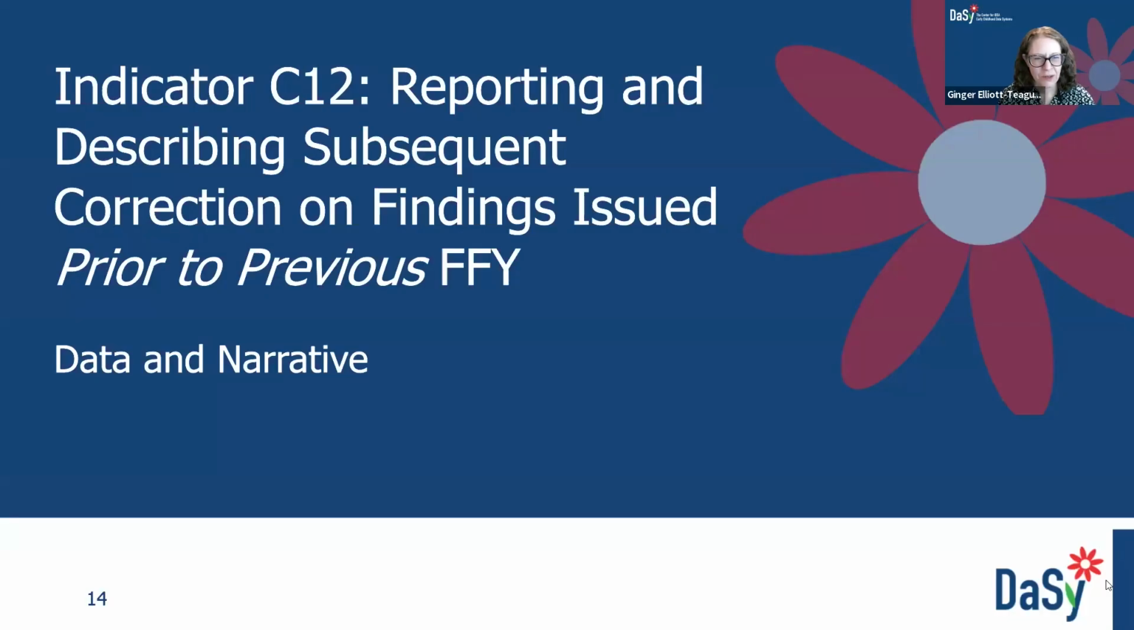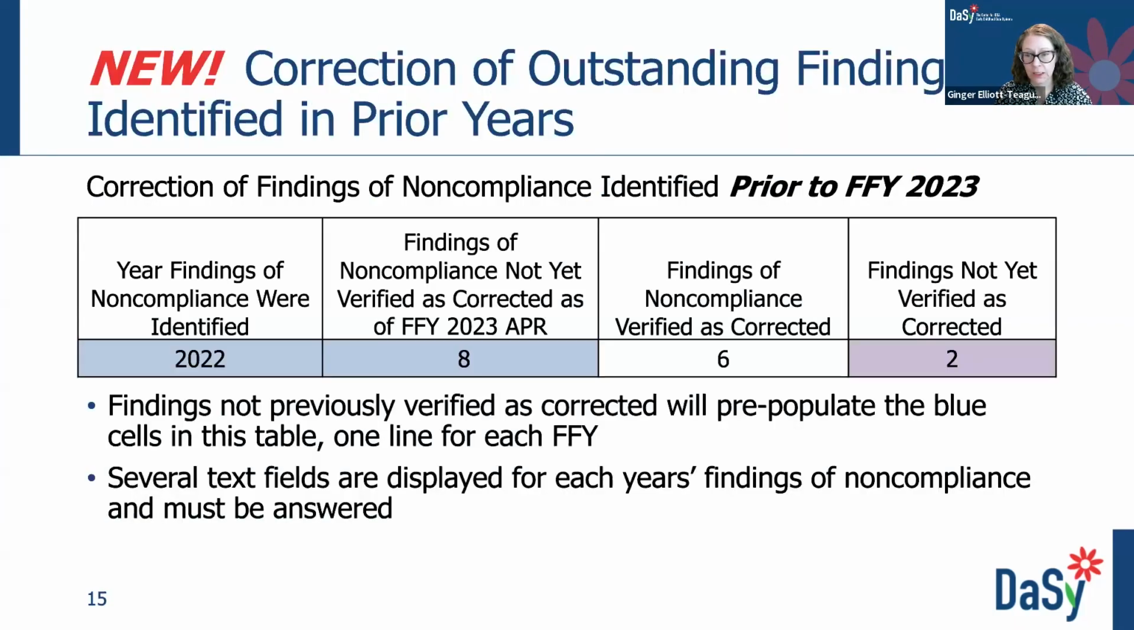Thanks, Anne. So as we mentioned, there is a new box and section in Indicator 12. And this section asks you to report on the correction of outstanding findings that were identified in prior years. And so this also is on page 53. It follows that section that Anne just described, that paragraph of describing how the state has addressed the subsequent correction and non-correction of findings.